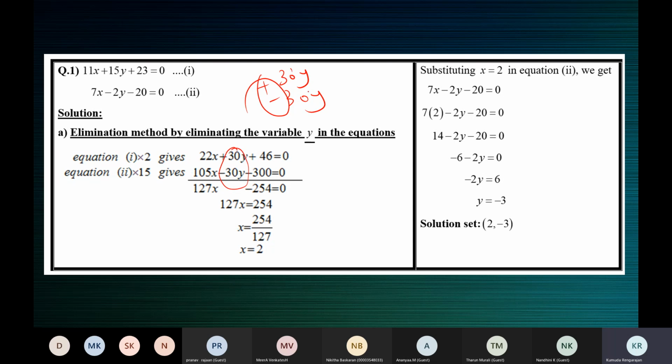When I say the absolute value, ignore the sign. Just that numerical value, 30, 30. If you want to eliminate the variable y, equate their coefficients. Make the coefficients of y the same in both the equations. And how do we do it? See here, what's the coefficient of y here? 15. What's the coefficient of y here? 2. So what you do, you multiply the first equation.